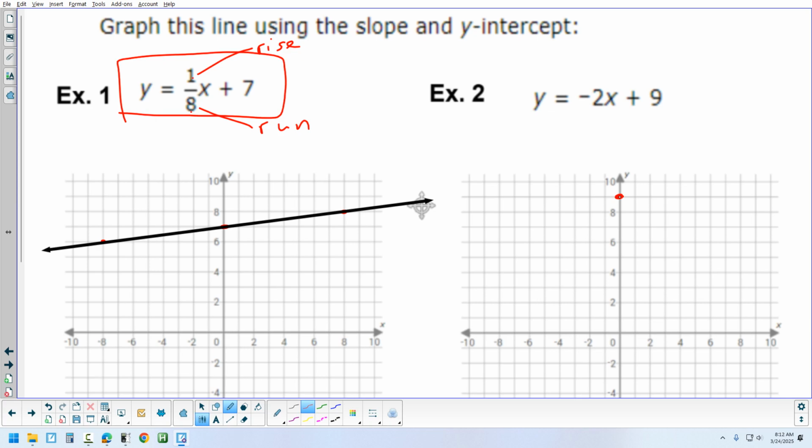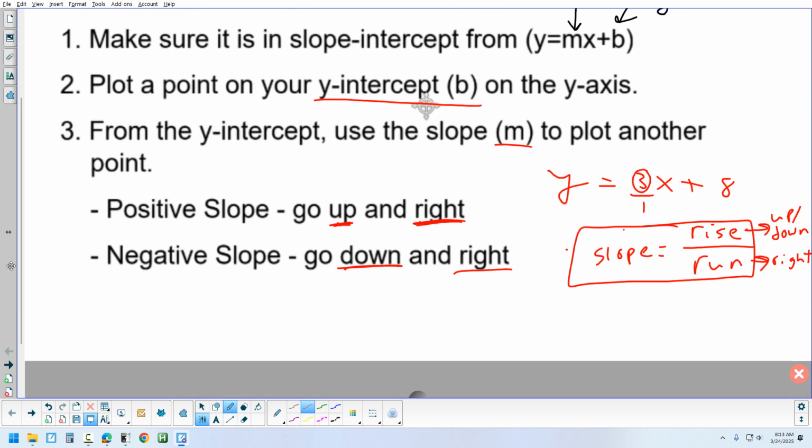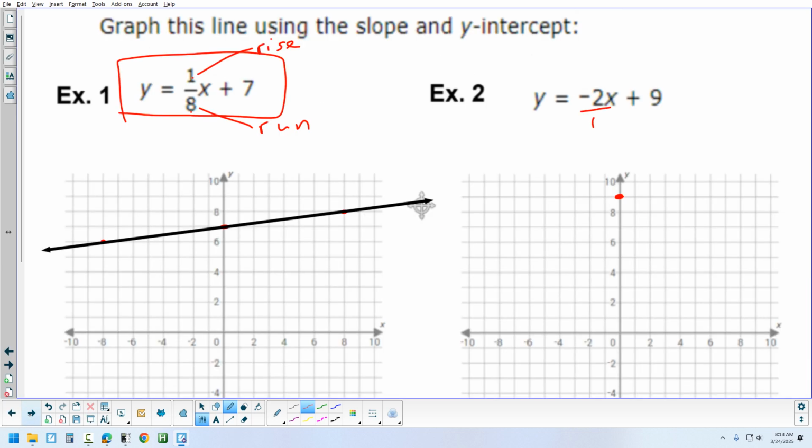All right. So now my slope in this one is not a fraction. What can I do to make that negative 2 into a fraction? Yeah, we're going to put it over 1. So now think of these two numbers as directions. It's a negative slope. Which way do I always try to go when it's negative slope? I go to the what and what? Down and right. How many down? Well, that's the top number. How many right? That's the bottom number. So we're going to try to go down 2 and right 1.